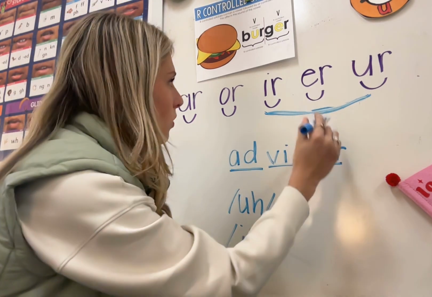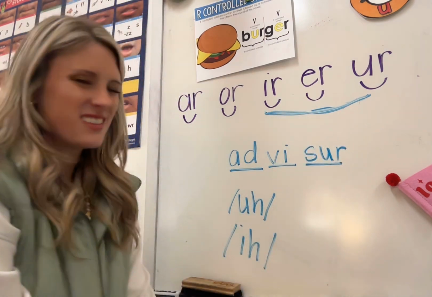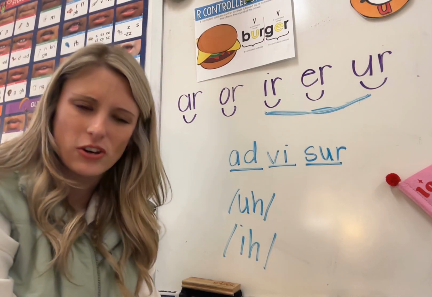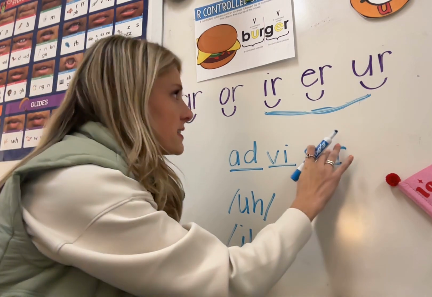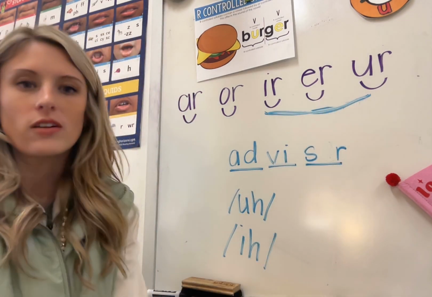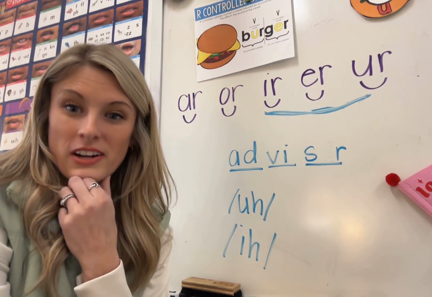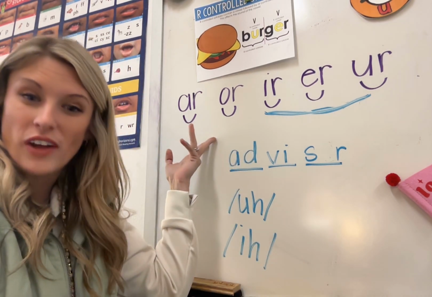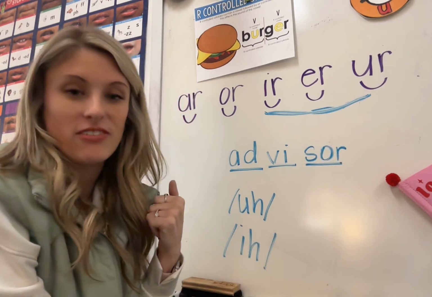Advisor. Let's try OR. Advisor. Or let's try UR. No, that doesn't look right either. Okay, so this one's a little tricky. None of the ones that say our er sound are looking right for us. Could it be possible that this could be a rule breaker and it could be one of the other R-controlled vowels? It could be. This one actually is spelled like this, advisor.